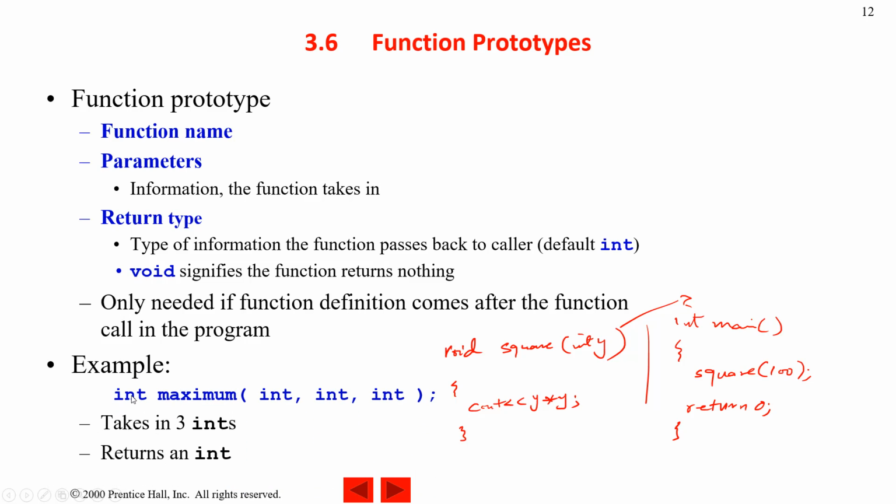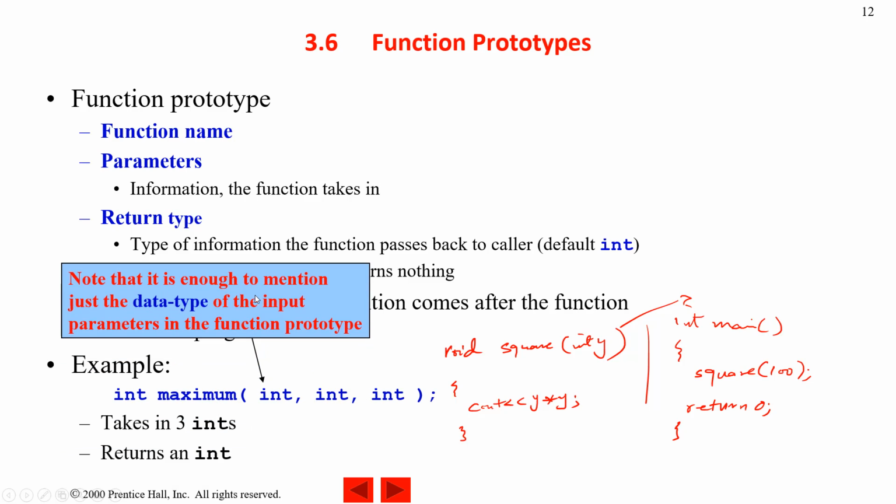So for instance, as an example, we're discussing function prototypes. int max(int, int, int) means that this function, we don't even know the definition here, but because of the name and the data types, we can make a guess that this is a function that will take in 3 values and return the maximum of the 3 values. So it takes in 3 integer values and returns an integer which is the maximum of the 3 values.